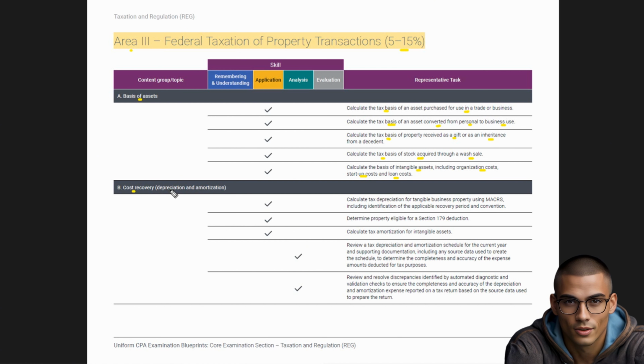Next, we have cost recovery related to depreciation and amortization, where you'll need to calculate the tax depreciation for tangible business property. You'll need to be able to determine property eligible for Section 179 deductions. You'll need to be able to calculate tax amortization for intangible assets. You'll need to be able to review a tax depreciation and amortization schedule. And you'll need to be able to review and resolve discrepancies identified by automated diagnostic and validation checks.